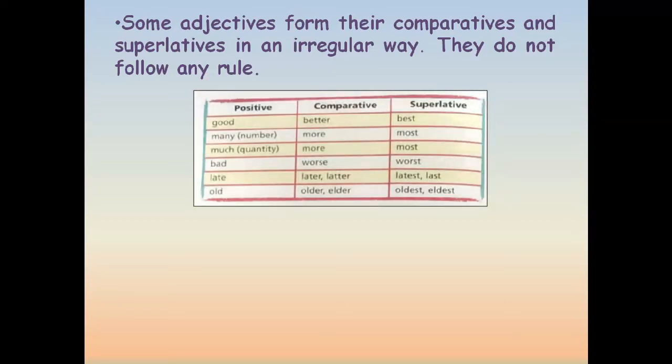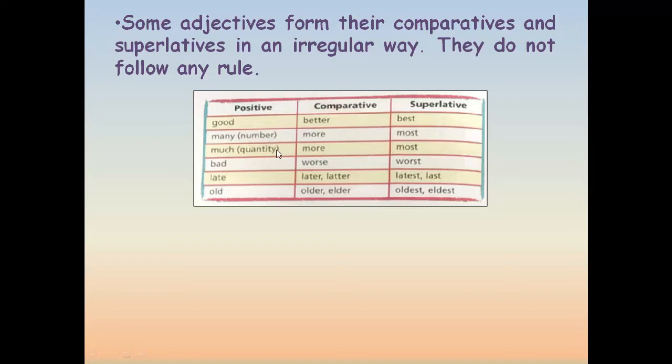See, good becomes better and best. So when we have better and best, are we taking any letters from good? Are we taking anything from good? No. So such examples which are given over here don't follow any rule. Good becomes better, best. Many becomes more and most. Much also becomes more and most.